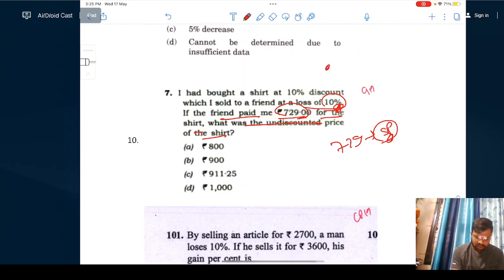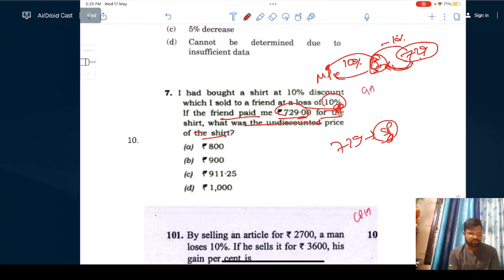So suppose I bought this shirt at 10% discount. This was the marked price, and then I made a loss of 10%, and then I got this 729. So I should reach here first, and then I should reach here. One way to go is that, or you can use the successive percentage also.